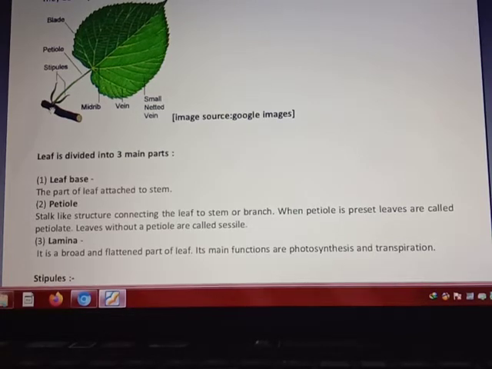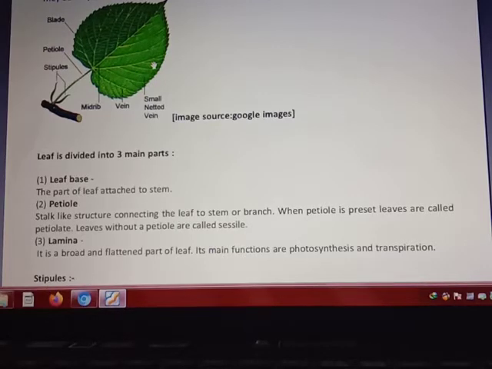Then the third point is the leaf lamina or leaf blade. This whole leaf structure is known as the leaf lamina or leaf blade. You can see here it is a leaf blade, and so many small veins are present. These are known as veins. The wavy lines you are shown on the leaf, these major ones, are known as veins.